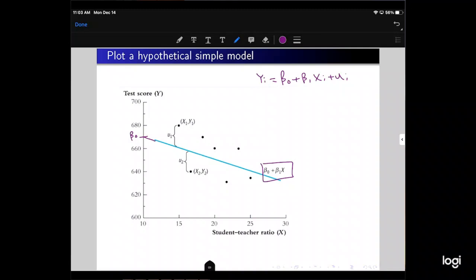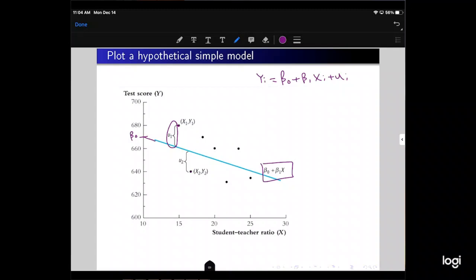The ui is going to be the, so if we took out the blue line, we would have a scatter plot, right? You just see the dots here. That's just a scatter plot of the relationship between test score and student-teacher ratio, y versus x. But then we plot these dots here, x1 and y1, as the first observation in our data set, and the difference between the estimated regression line and the actual points in our data are the error terms.